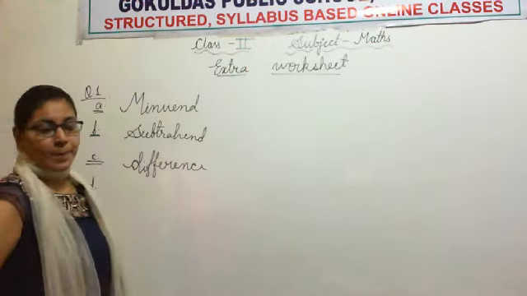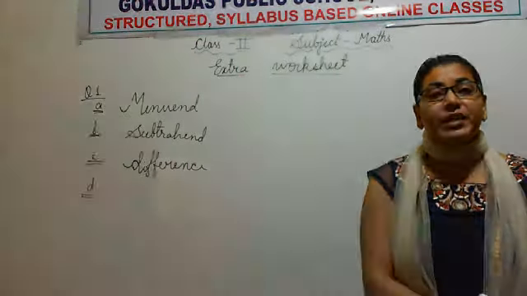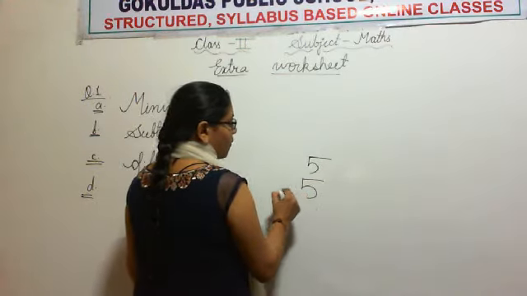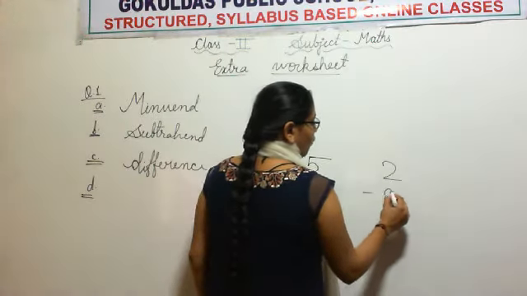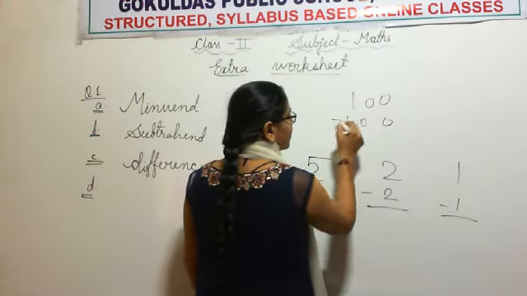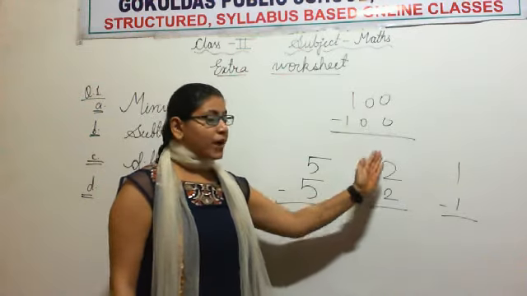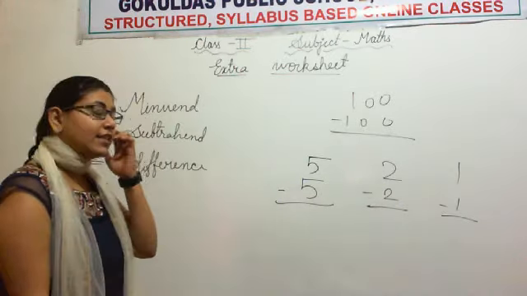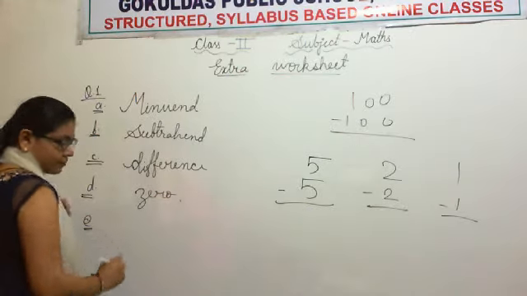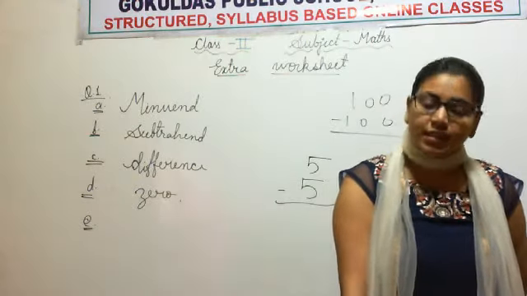Now the next one, D. When a number is subtracted from itself, the result is. Suppose we are subtracting 5 from 5, 2 from 2, 1 from 1, 100 from 100. So, remember the subtraction property: whenever any number is subtracted from itself, the result is 0. So, let's write the answer 0.